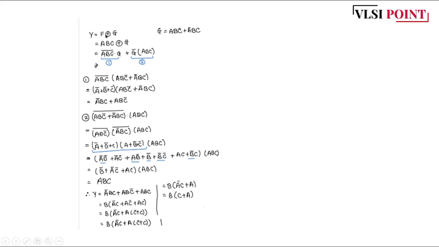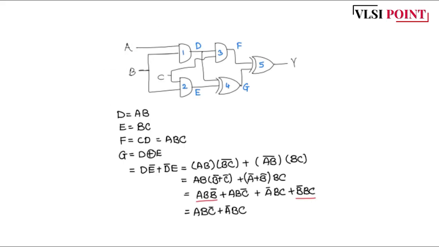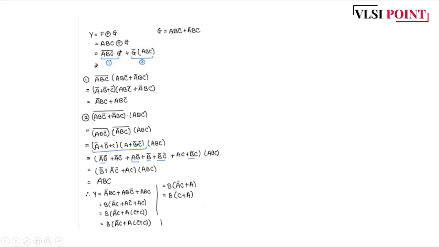We know Y is nothing but F XOR with G. You can see in the diagram. Y is nothing but XOR of F and G. We know we have calculated G as this term and F is ABC. We are just keeping them in the equation.